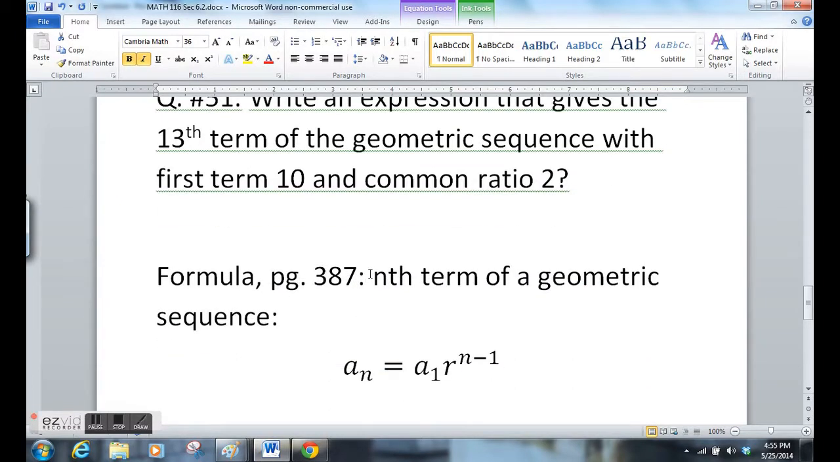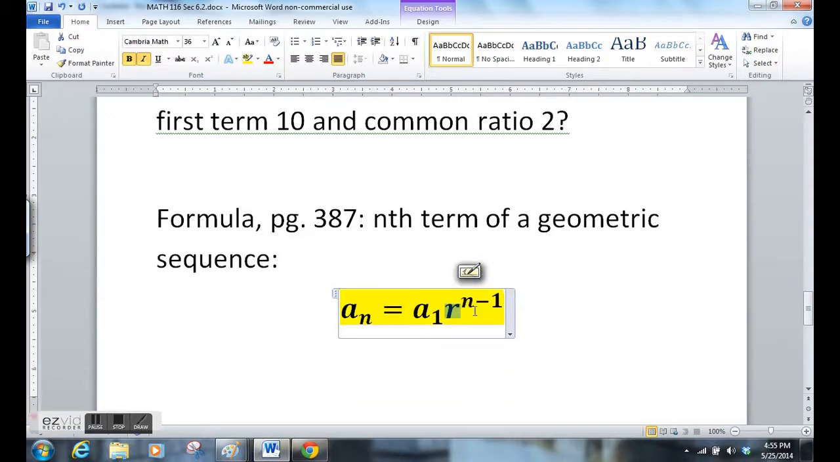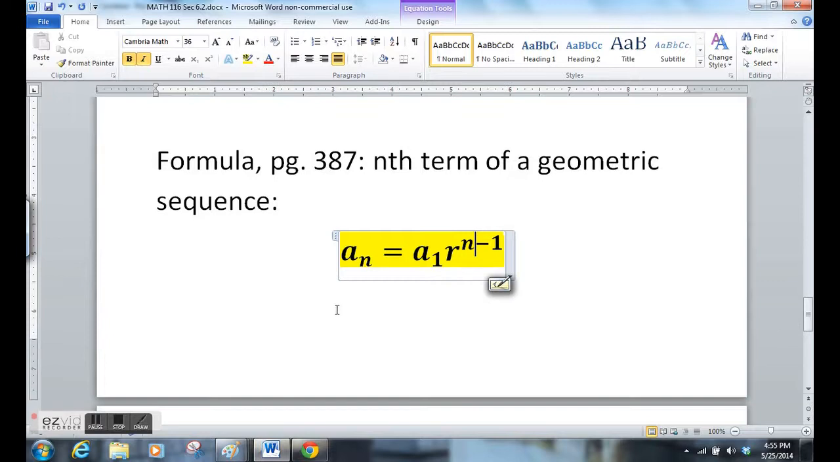This is the nth term of a geometric sequence. It is a sub n, and again that's the notation for the nth term, is equal to a sub 1, the first term, times this r, which is the common ratio. It's not a rate, it's the common ratio, raised to the n minus 1.